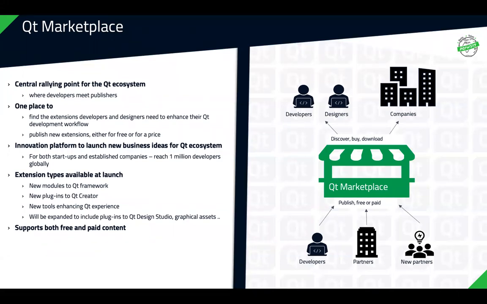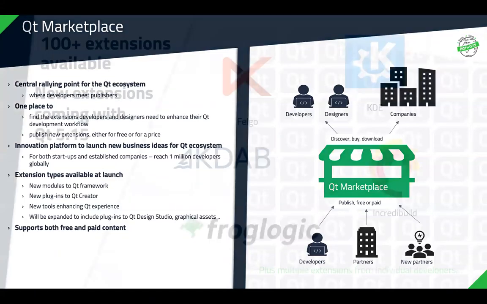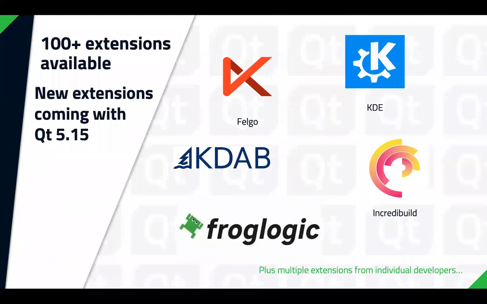We have things currently in there like modules for the Qt framework, plugins to Creator, and tools enhancing the Qt experience. And we'll expand that further on. It supports, as I said, both free and paid content. There are more than 100 things available right now, and there are new things coming also with 5.15, like extensions from Felgo, from KDE, KDAB, our partner KDAB, FogLogic, Incredibuild, and more to come.